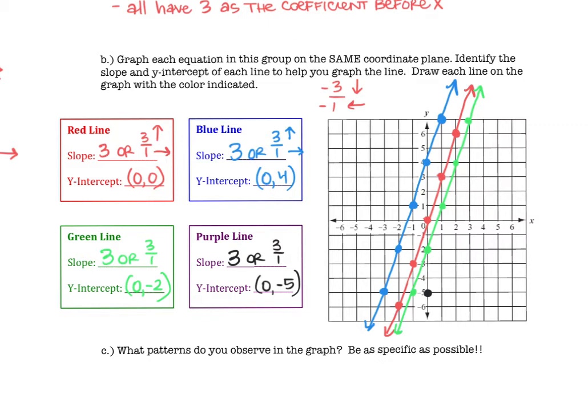I'm counting up 3, right 1, up 3, right 1. And again, I like to get a couple points on there to really make sure my line's in the right spot. I'm going to connect those all with a nice straight line. And now you should have 4 lines all on the same graph in 4 different colors. So I've finished part B.